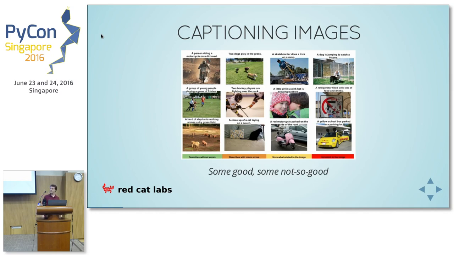The next one is 'a skateboarder does a trick.' Well, this is a motorcyclist, so that's fairly wrong. And then there's another very wrong one: 'a dog jumping to catch a frisbee.' That dog is not jumping, there's no frisbee, it's confused. So this is at the tip of what people are doing with this stuff towards photos and images.